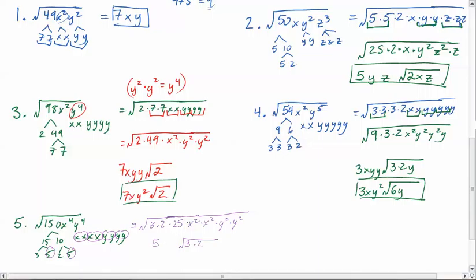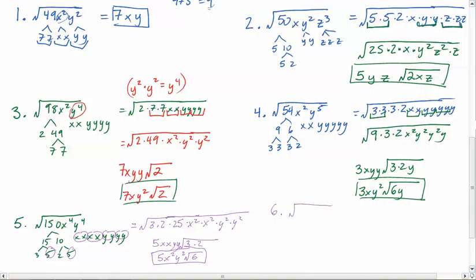Take it out. Square root of x squared, x. Square root of x squared, x. Square root of y squared, y. Square root of y squared, y again. And so that will leave us with 5x squared, y squared, root of 3 times 2, which is 6. There we go. All right, last one for this set. Number 6, here we go.